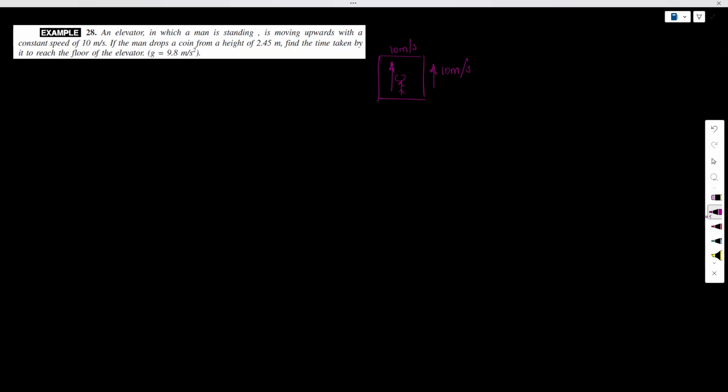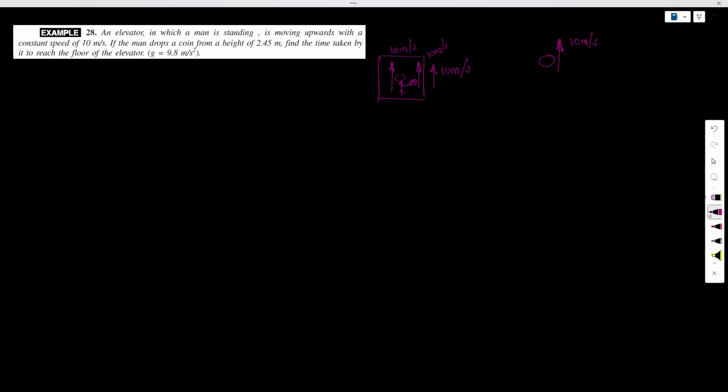So that person is dropping a coin from the height of 2.45 meters within the elevator. Since that person is moving with a velocity of 10 meters per second upwards, because the elevator is moving up and he is inside it, the coin that he was holding also should be moving up with a velocity of 10 meters per second. So this question is all about the motion of the coin. We do not need any other information other than that of the coin. The coin that he is dropping is already in motion with a velocity of 10 meters per second.